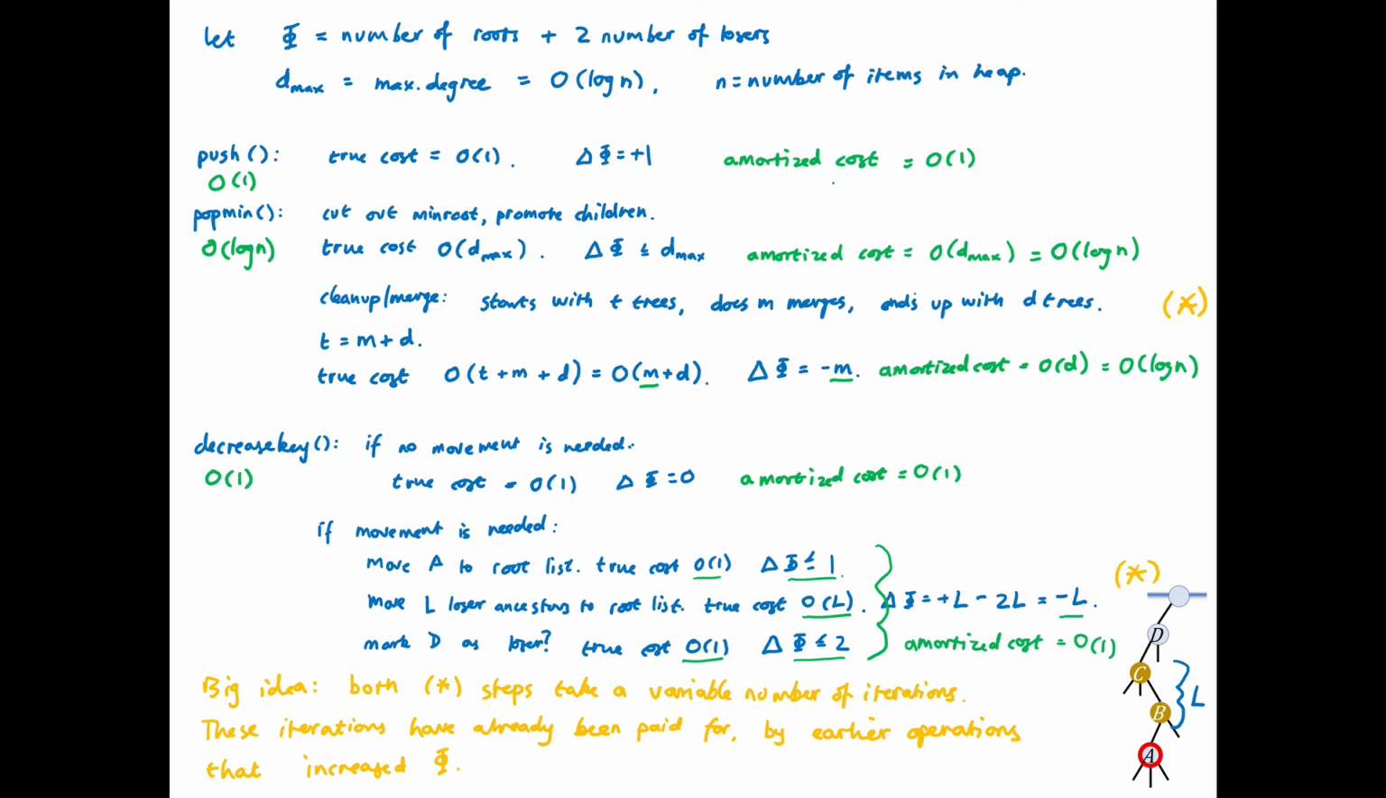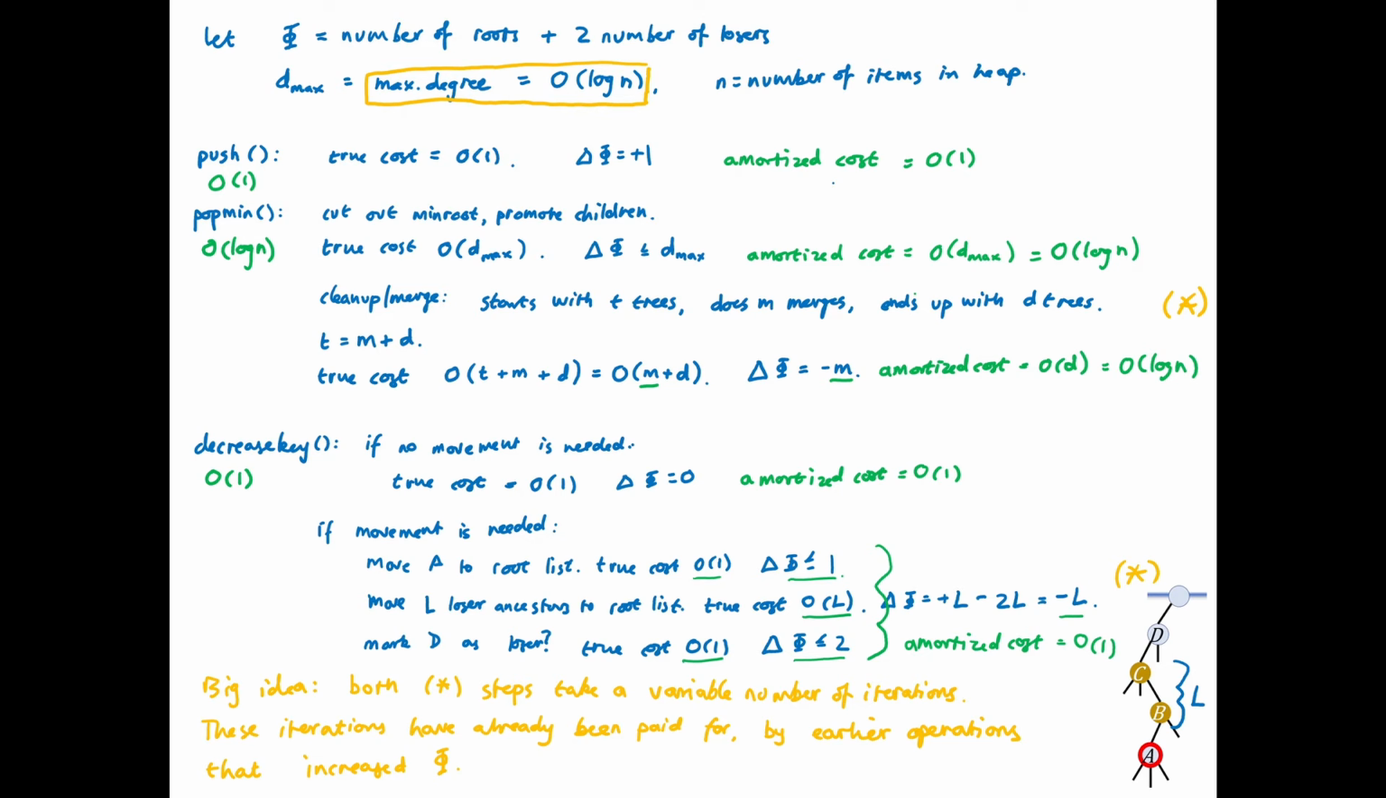There's one more thing to prove. In the analysis of Popmin, we made heavy use of this fact, the fact that the maximum degree of all the nodes in the heap is big O of log n, where n is the number of items in the heap. So now it's time for us to prove this.